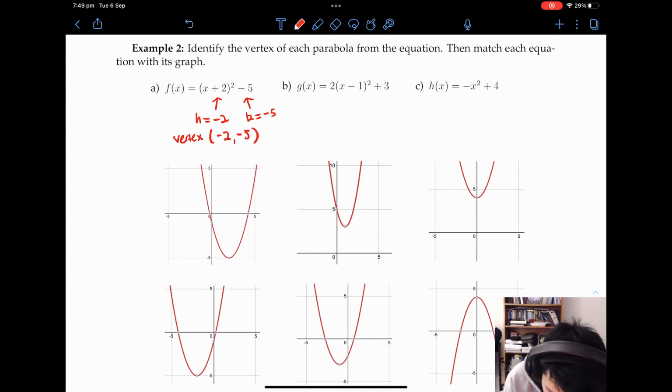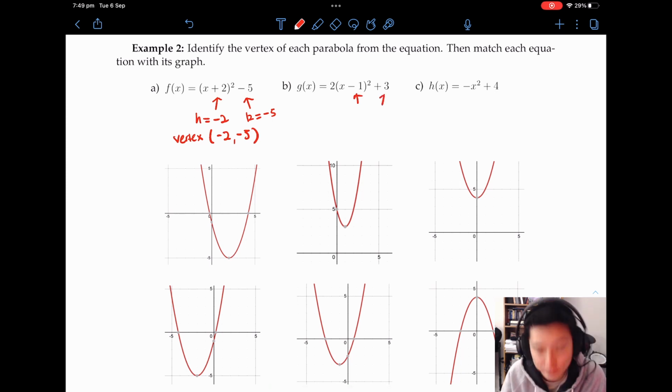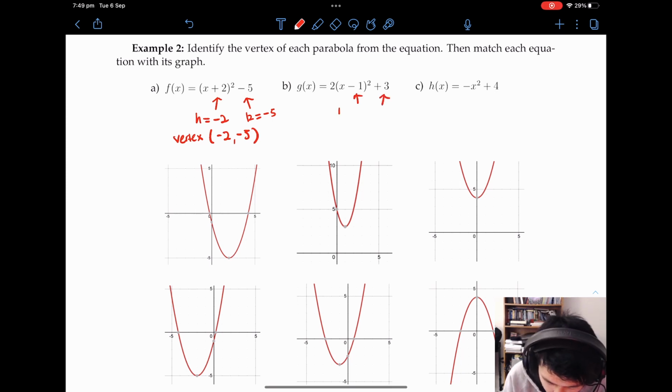Let's also do the second one here. What is h and what is k? In this case, h is 1, because it's the opposite sign, and k is +3.